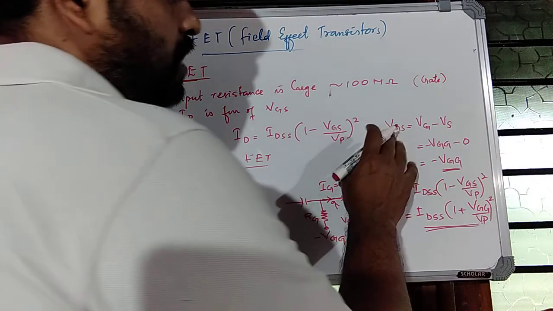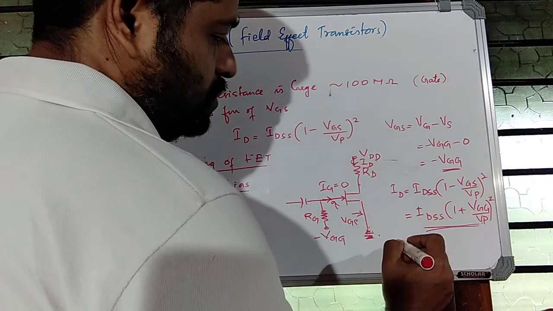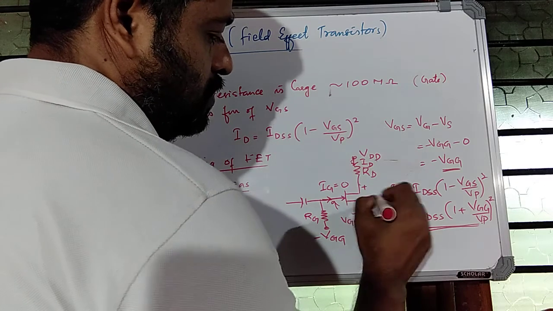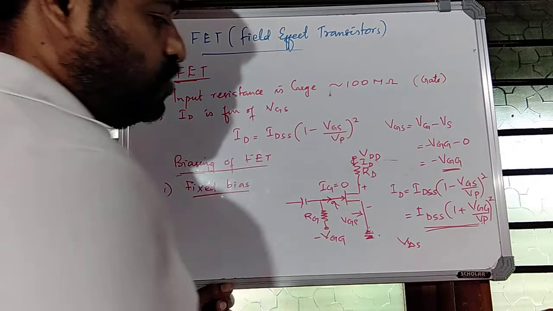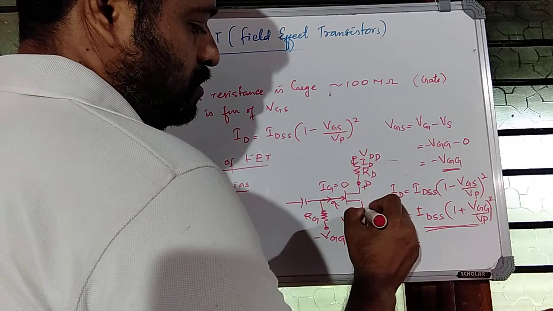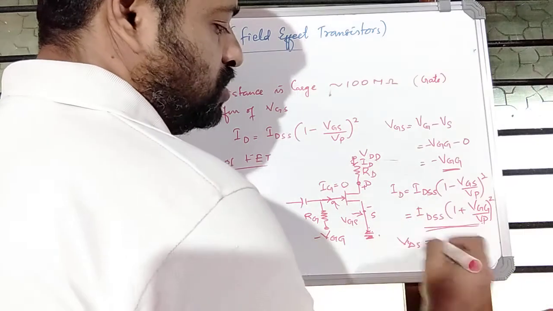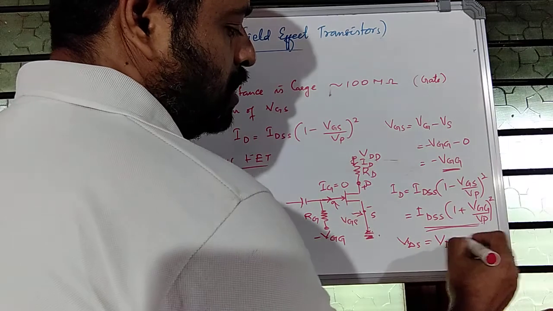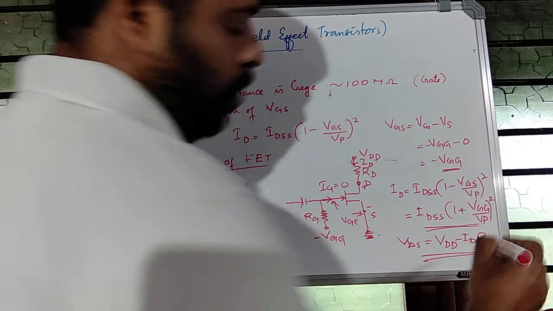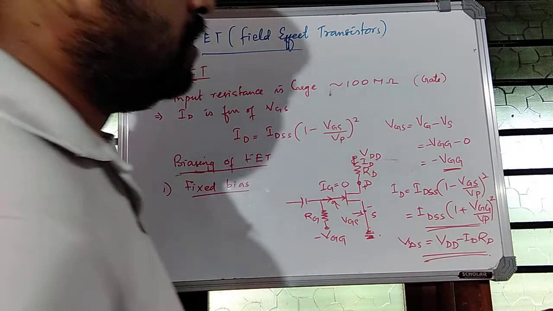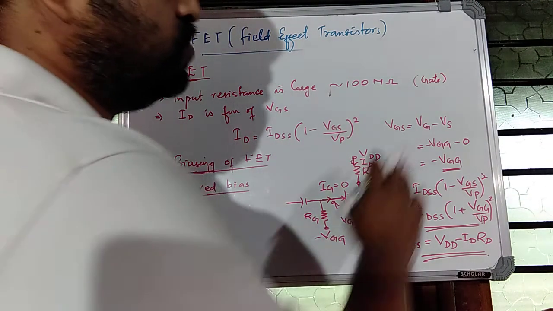So first we have calculated VGS, then ID, and finally VDS, the voltage between drain and source. This is drain, this is source. So the voltage between drain and source is VDD minus IDRD. This is the output voltage. So we can find the ID value and VDS value for this fixed bias circuit using this equation.